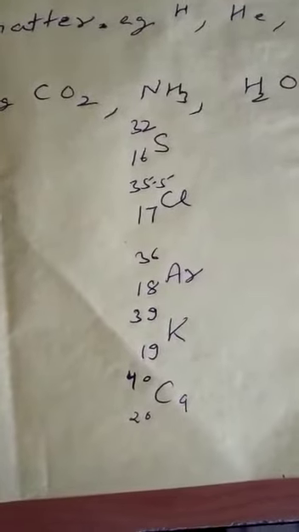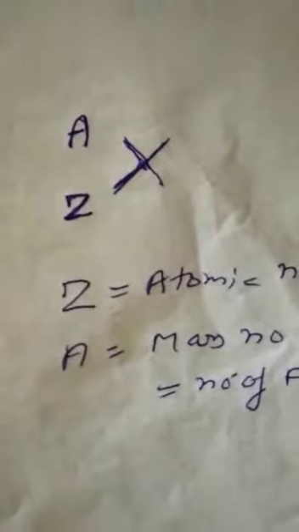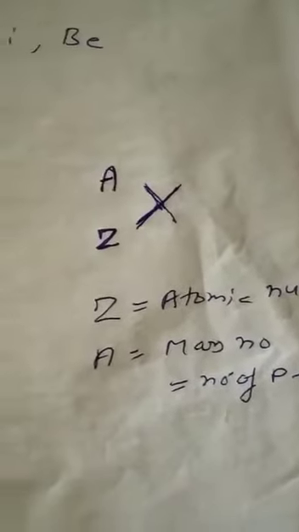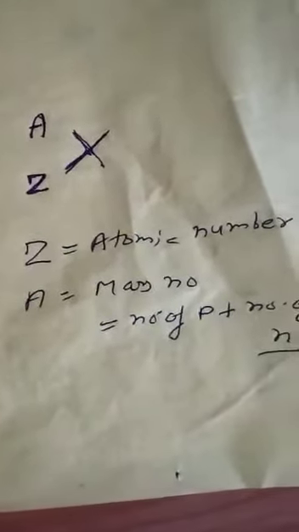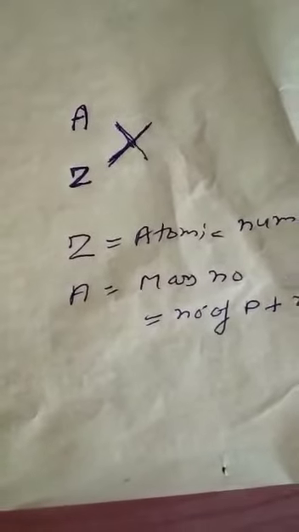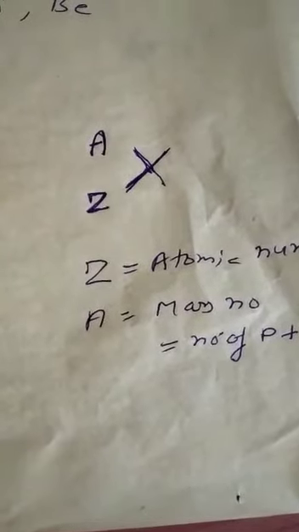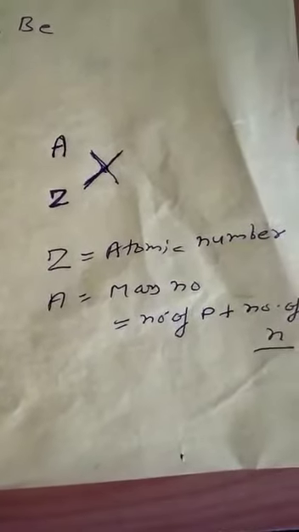potassium, calcium. Now you can see that when we represent any element by a symbol, there are two things, subscript and superscript. In the subscript, I have shown Z, which is the atomic number. It is equal to the number of protons or electrons. Second, the superscript A shows the mass number or atomic mass of a particular atom, that is equal to the number of protons and number of neutrons.